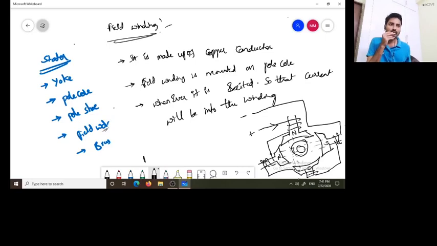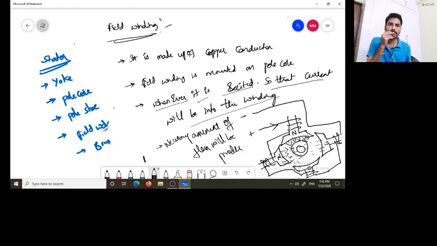So flux will be passing from north pole to south pole in this direction. Here also the flux will be passing from north pole to south pole in this direction. So the purpose of the field winding is that whenever it is excited, current passes into that winding, so that the necessary amount of flux will be produced around the pole. This is the main function of a field winding.